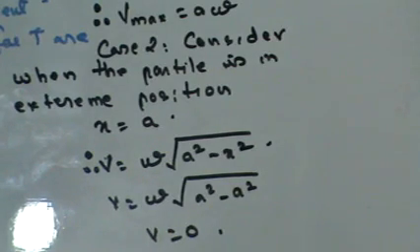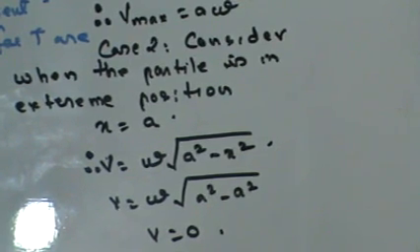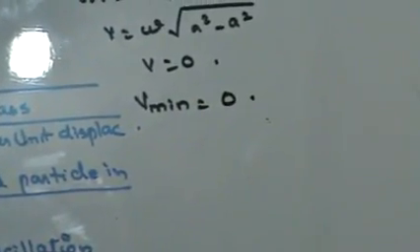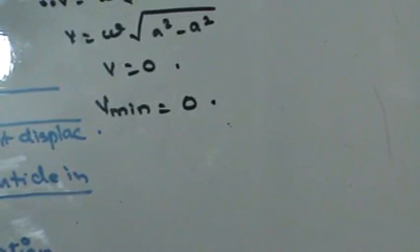That means the velocity of the particle at both the extremes will be 0. Hence, the particle at extreme position has minimum velocity. Its velocity goes on increasing, becomes maximum at mean position, and then decreases back towards the other extreme. Therefore, the minimum velocity is 0. The minimum velocity of a body in SHM is in extreme position, and the maximum velocity is in mean position. Do we get this clear?